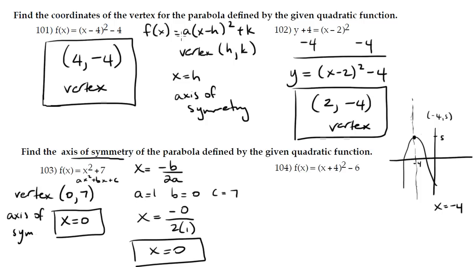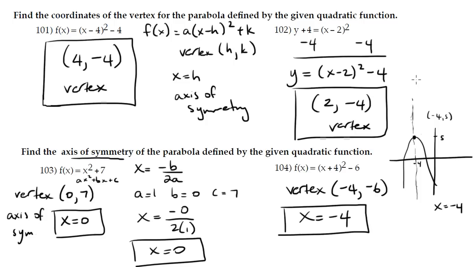This function is in standard form, so we can just pull out the vertex here. The vertex is negative 4, negative 6. Change that sign, keep that sign. So x equals negative 4 is the axis of symmetry. Cuts right through that parabola. I didn't even mean to use negative 4. It just happened that way.